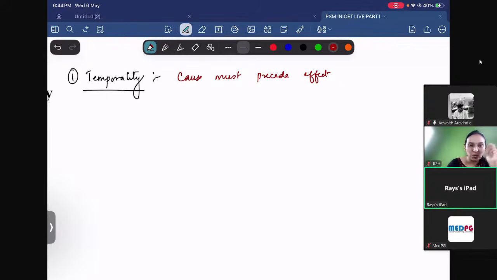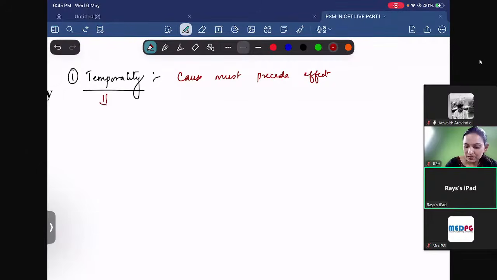When I'm saying smoking is related to lung cancer, first the patient has to smoke, right? First the patient should be smoking for a period of time. Only after the exposure should lung cancer come. Only then can I say that this particular exposure is causative of this particular outcome. This criterion is called temporality. Temporality says that the cause must precede your effect.